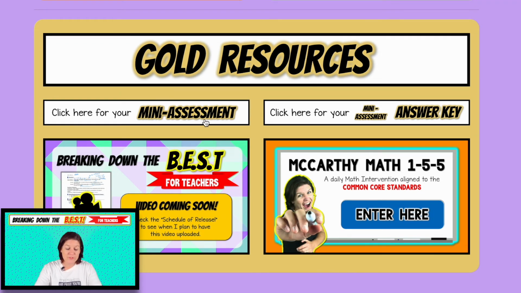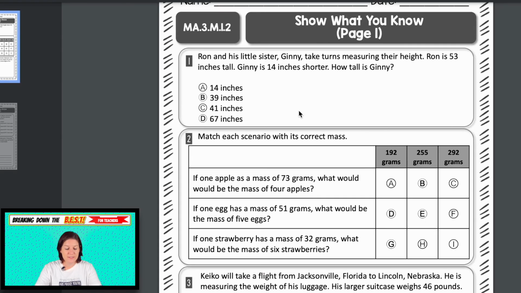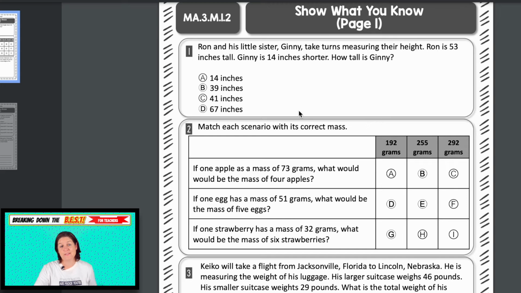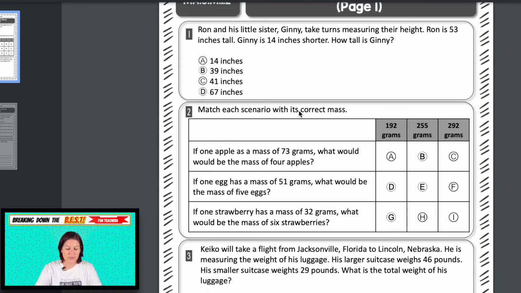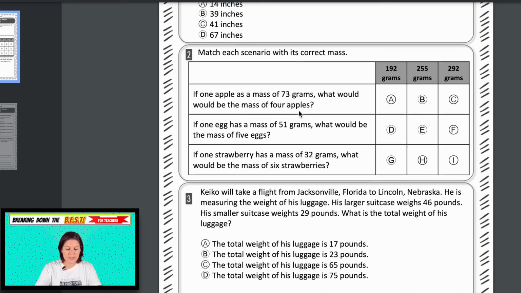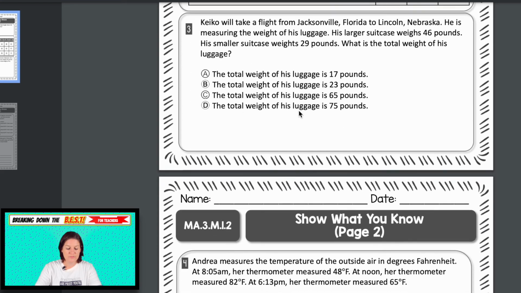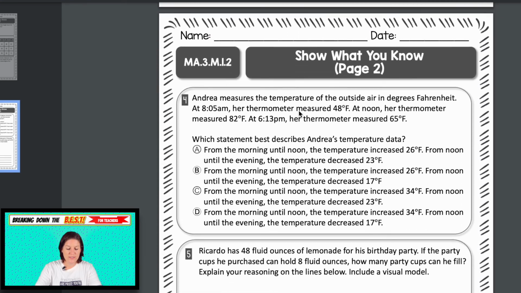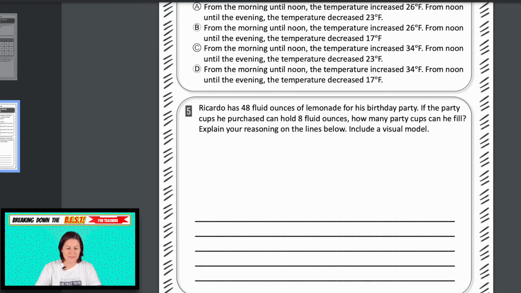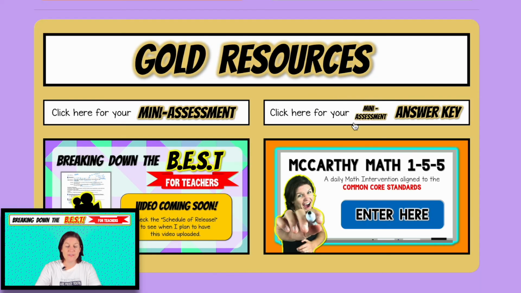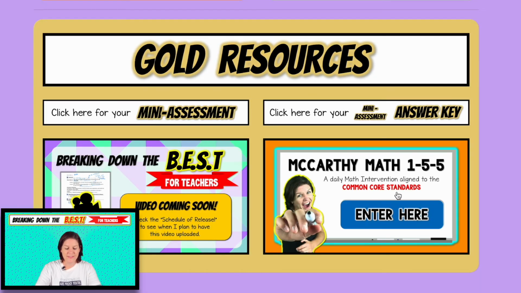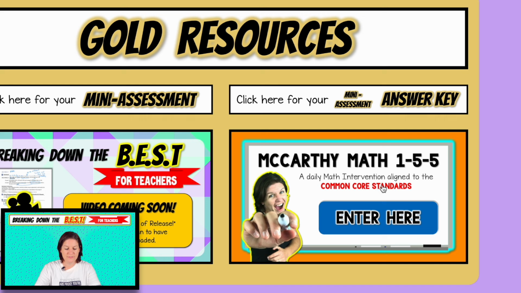But if you are a gold member, it's because you wanted the mini assessments and McCarthy Math 155. Here's an example of the mini assessment that you can use as a mini assessment or a practice test or whatever it is that you want to use it for. But you can see the variety of question types. We've got a variety of units going on. All right. There's also the answer key right there that you can click on. And then McCarthy Math 155.